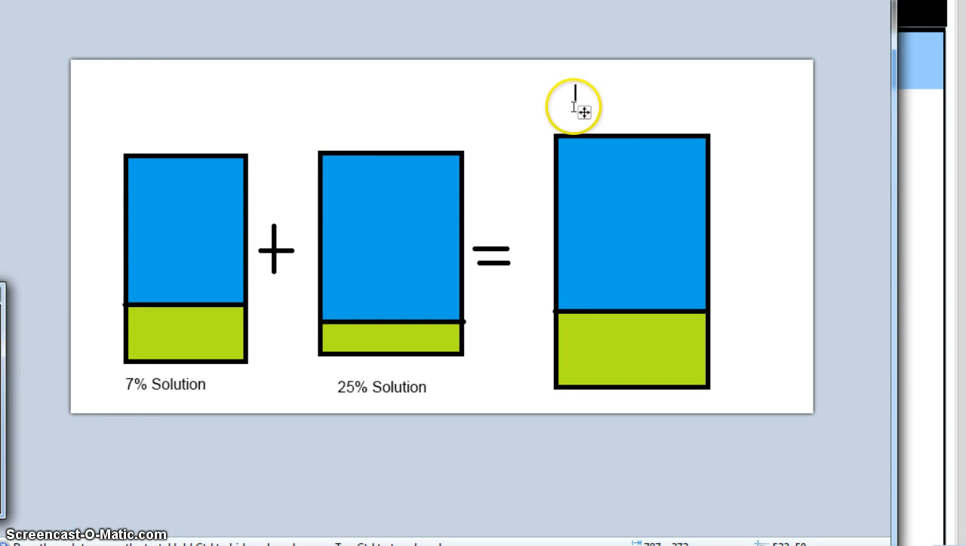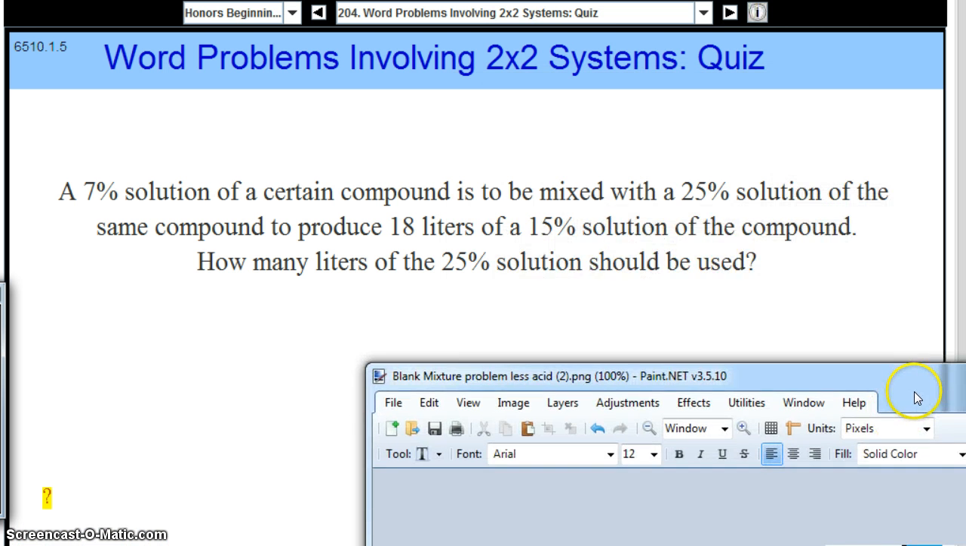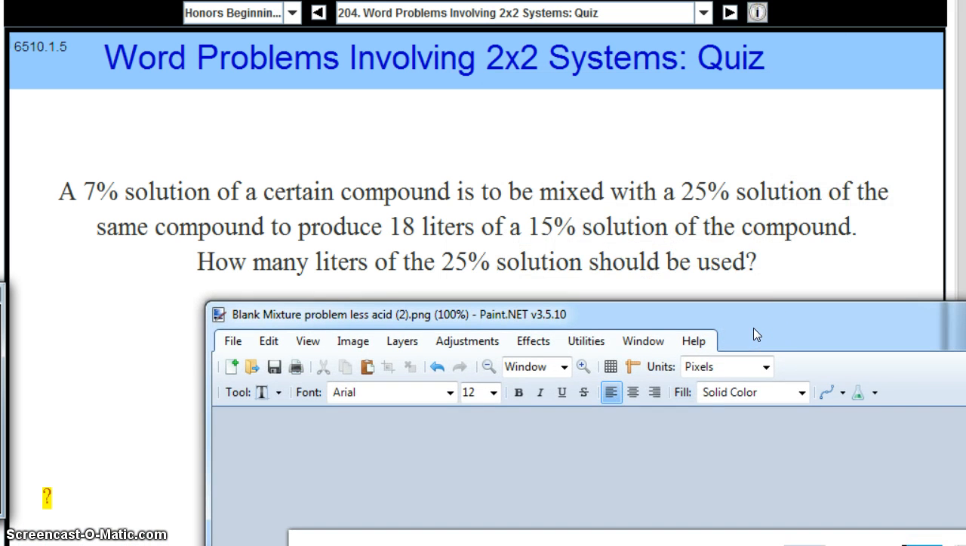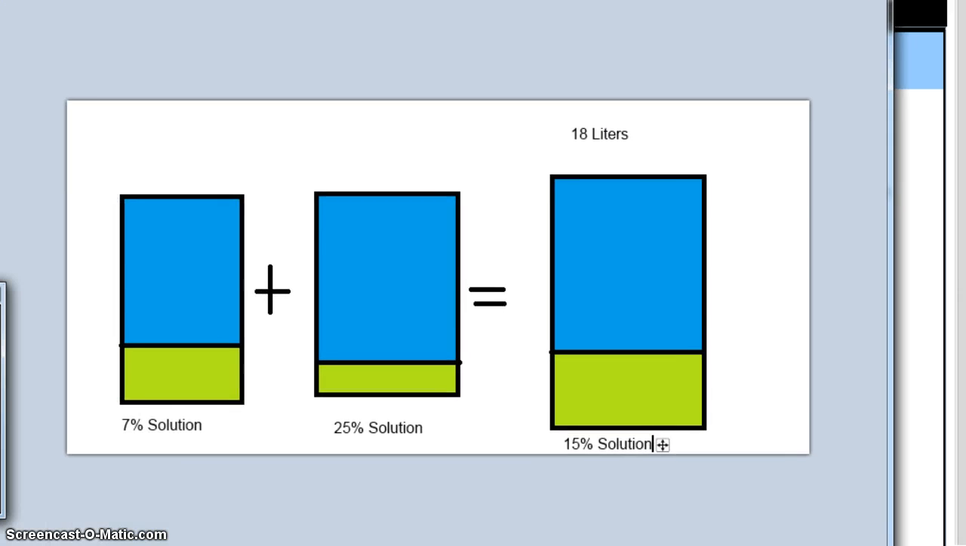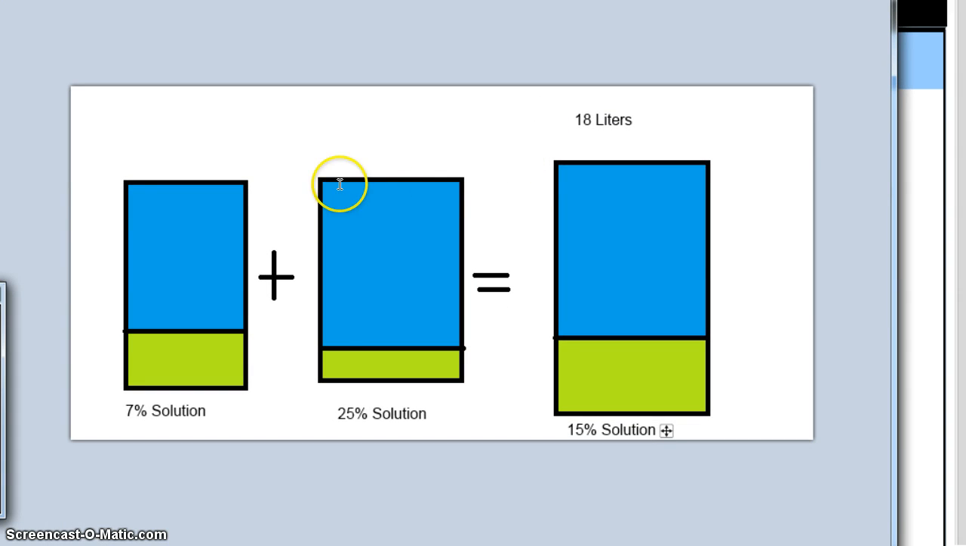So let's say this is 18 liters of, let's be consistent, 15% solution. Okay. So I'm labeling the percent of the solution here, the liters of the whole solution there, and how many liters of the 25% solution should be used. Okay, so again, these are the total volumes, and these are the volumes of the acid.